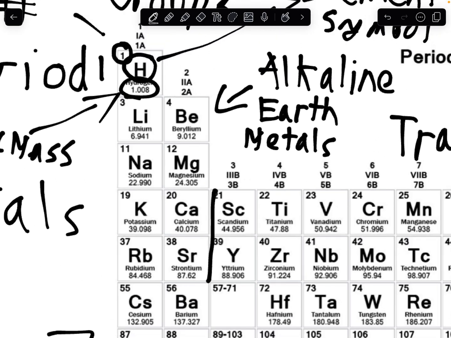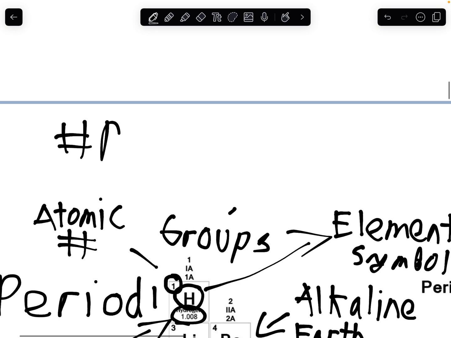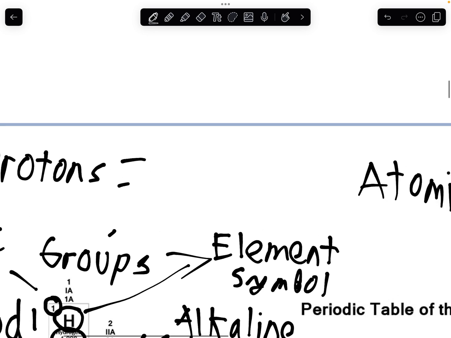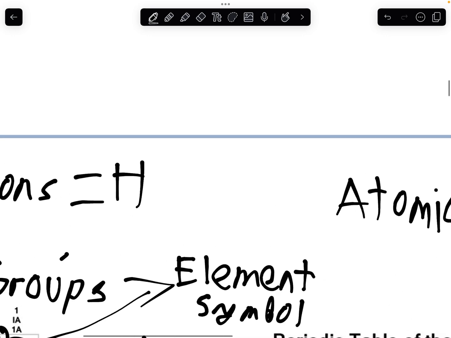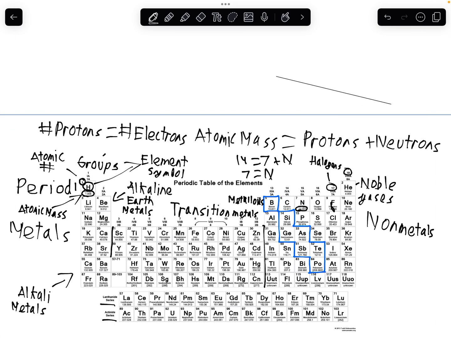However, if you look at electrons, the atomic number also reflects the number of electrons, because the number of protons is always equal to the number of electrons in a pure element which has not had any reactions yet. This is so that the element stays stable and in its most stable form.